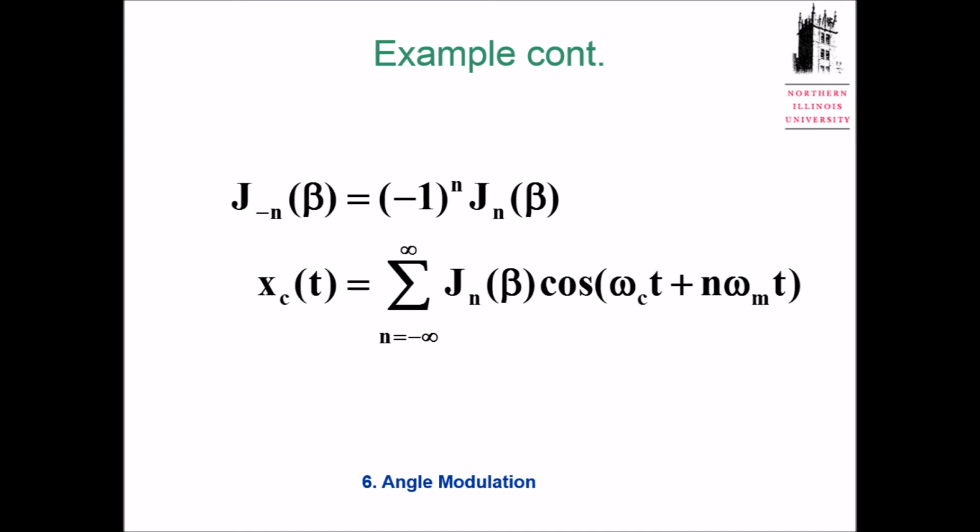A wideband FM signal can be viewed as many harmonics with different amplitudes. The amplitude is determined by the Bessel function. N is which sideband, how far from omega c. Beta is the modulation index you choose. So this one, the highlighted one, please remember it.